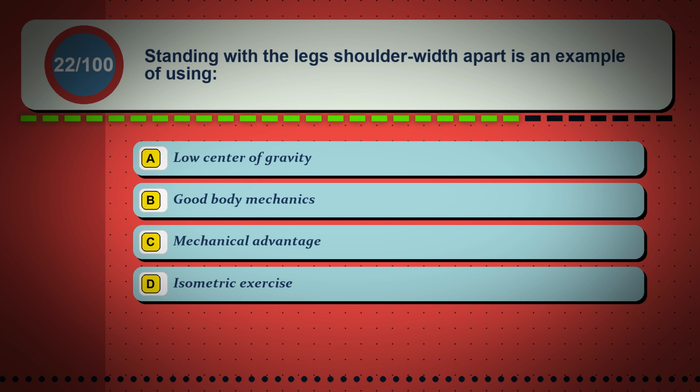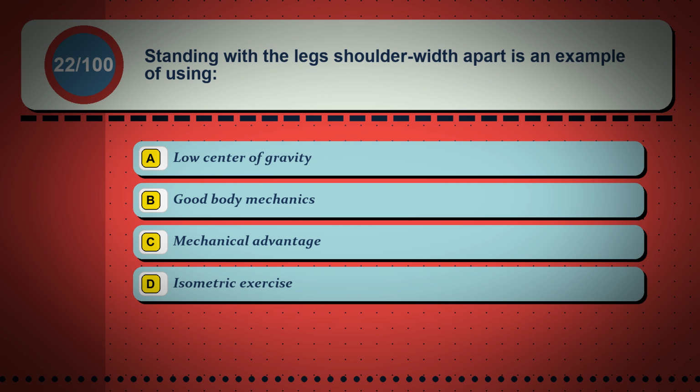Standing with the legs shoulder-width apart is an example of using option A. Low center of gravity. Option B. Good body mechanics. Option C. Mechanical advantage. Option D. Isometric exercise.